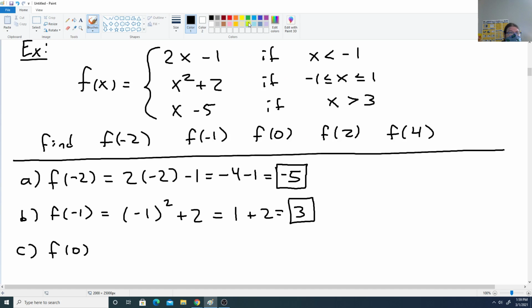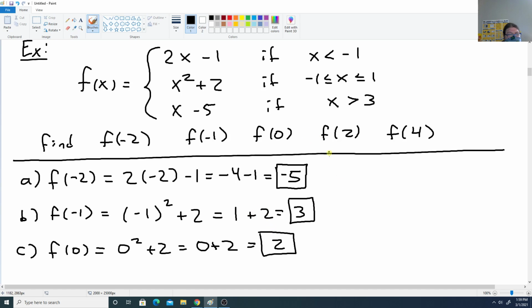Then finally, we have f of 0, so we're looking at an input of 0. 0 is still in the second form. 0 is between negative 1 and 1, so we're going to plug 0 into this middle form. So when we do that, we get 0 squared plus 2, which is 0 plus 2, which is 2.